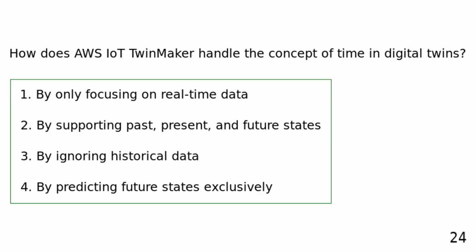How does AWS IoT TwinMaker handle the concept of time in digital twins? By only focusing on real-time data. By supporting past, present, and future states. By ignoring historical data. By predicting future states exclusively.